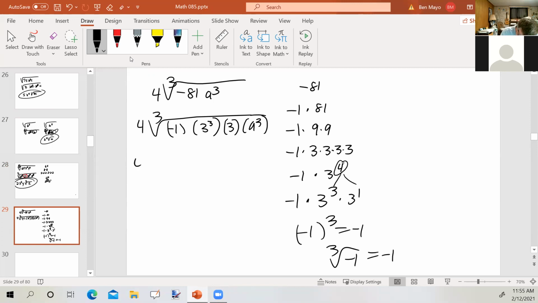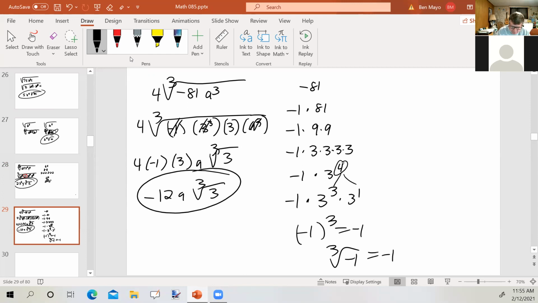Okay, so I've got 4 times negative 1 times 3 times a times the cube root of 3, or negative 12a cube roots of 3. The 4 was out there to start with. The cube root of negative 1 is negative 1. The cube root of 3 cubed is 3 outside. The cube root of a cubed is a outside, and then this is stuck inside.